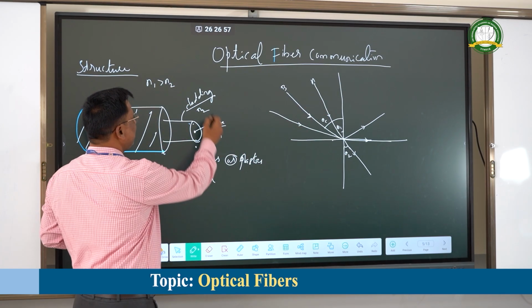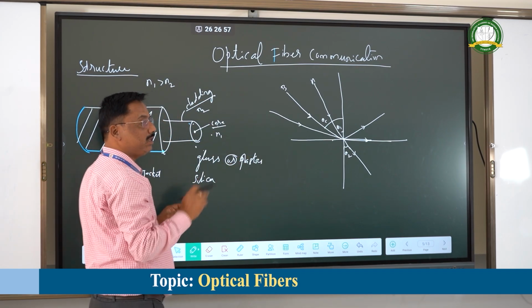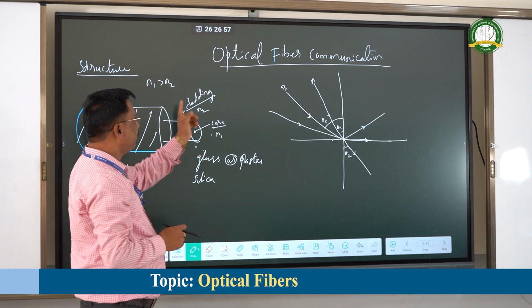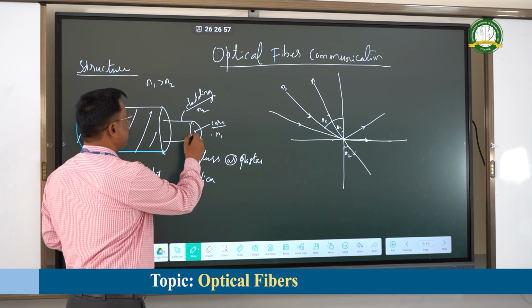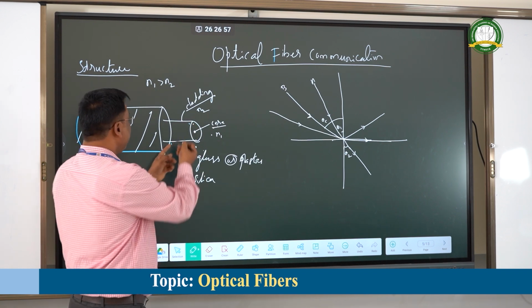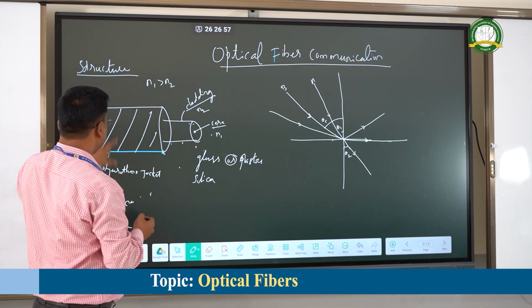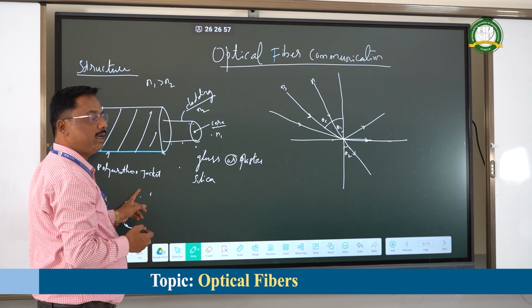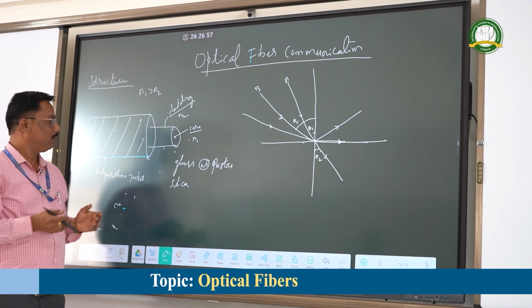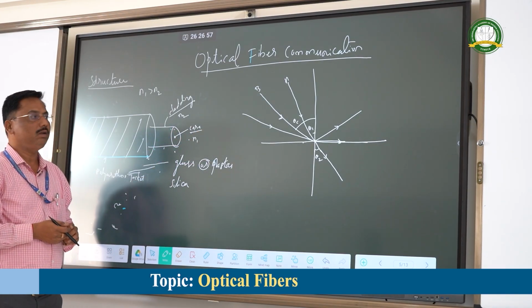Both core and cladding are made up of the same materials, the only difference is the refractive index. Initially the core is there, and on its surface the cladding is fabricated. On the surface of the cladding a supporting material is coated, called the polyurethane jacket. It provides support against environmental conditions. So this is the structure of optical fibers.